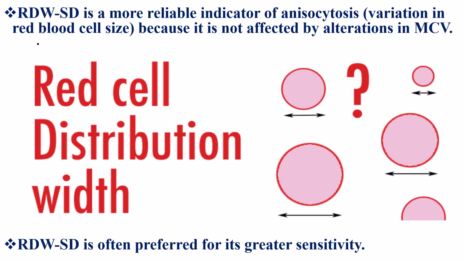So the key difference is RDW-SD captures more of the red blood cell volume distribution beyond the plus or minus 1 standard deviation range, providing a more complete picture of cell size heterogeneity. So RDW-SD is a more reliable indicator of anisocytosis, or variation in red blood cell size, because it is not affected by alteration in MCV. So in clinical use, RDW-SD is often preferred for its greater sensitivity in identifying certain conditions such as iron deficiency, where RDW-CV might provide less information.